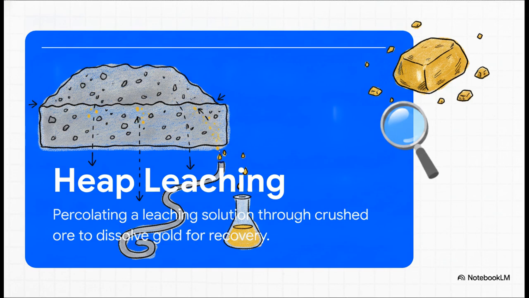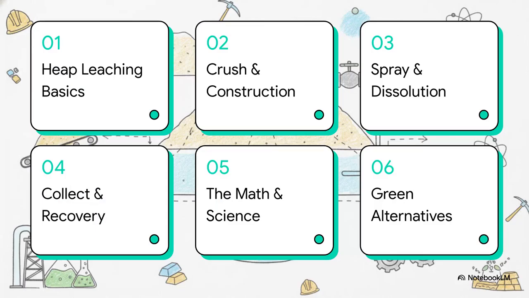The secret sauce here is heap leaching. And if we want to define it simply, heap leaching means slowly percolating a leaching solution right through crushed ore, dissolving the gold, and then collecting that pregnant solution for recovery. Lock that core logic into your brain right now, because that single sentence, that's the foundation for literally everything we're going to cover today.